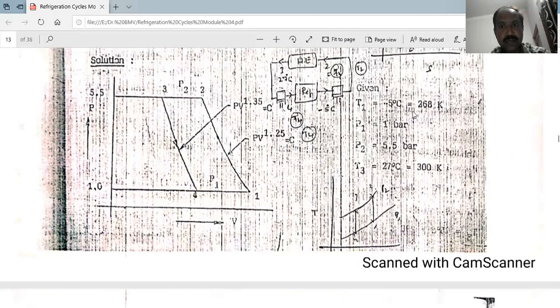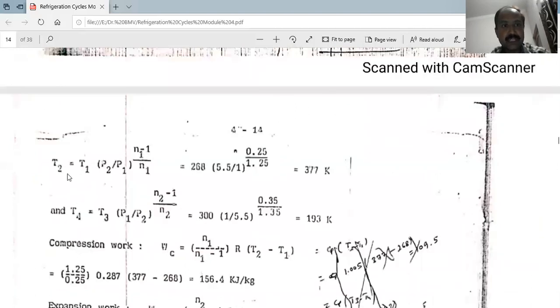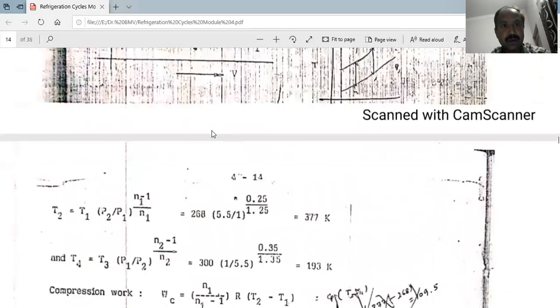Then T1 is equal to minus 5 degrees centigrade plus 273, which becomes 268 Kelvin. P1 is equal to 1 bar, P2 is equal to 5.5 bar, T3 is equal to 27 degrees centigrade plus 273, which becomes 300 Kelvin. Then we write T2 is equal to T1 into (P2 divided by P1) to the power of (N1 minus 1) divided by N1. This is the polytropic index, mentioned in the problem.